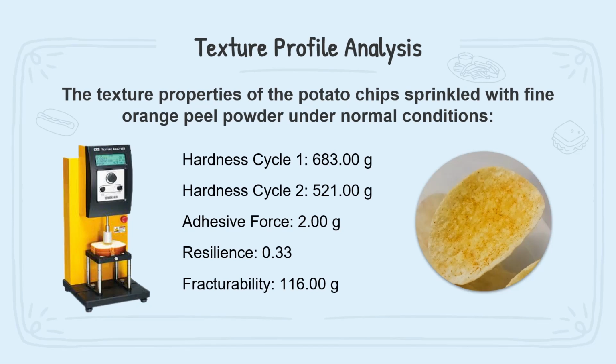The adhesive force of 2 gram indicates that the fresh potato chips require 2 gram of force to separate the potato chip from the probe, which also mimics our mouth biting action. This also reflects how sticky the potato chip is when we bite. The resilience of potato chips is 0.33, while the fracturability of fresh potato chips is 116 gram, indicating the chip will start to break when 116 gram of force is applied.